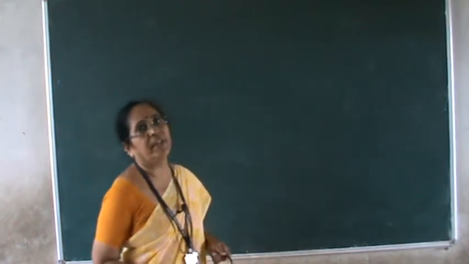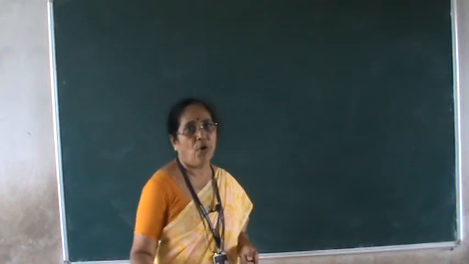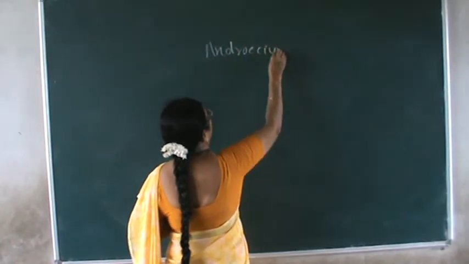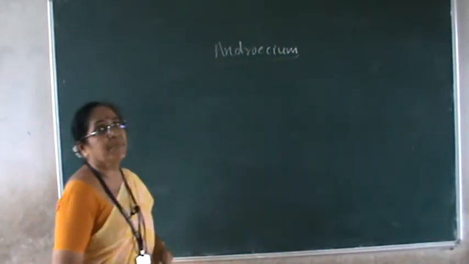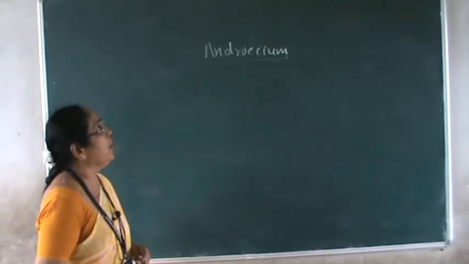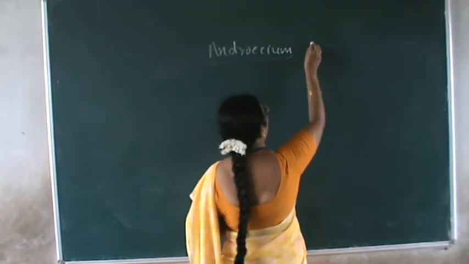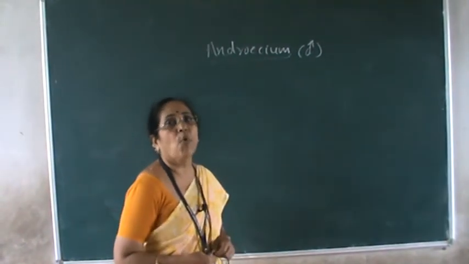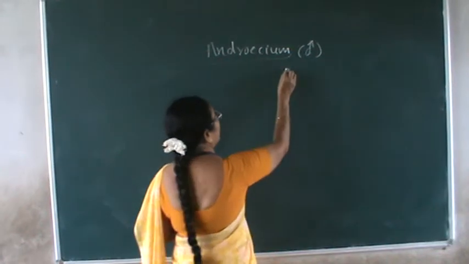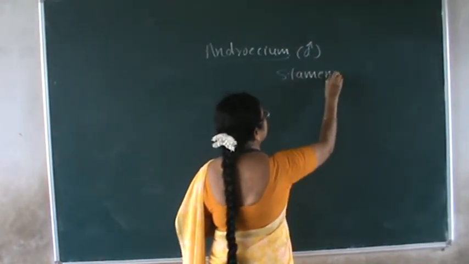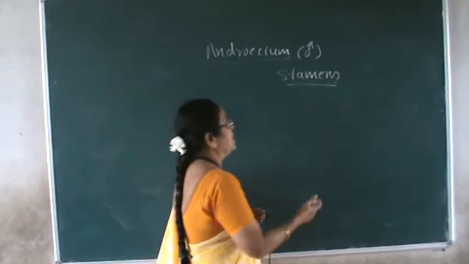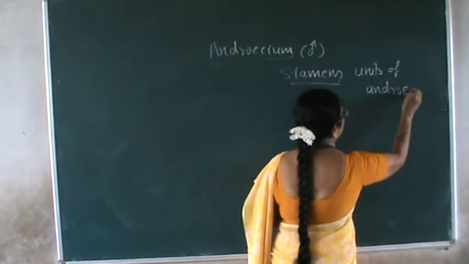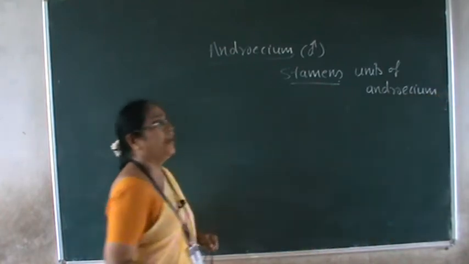So today I am going to begin with androecium and its various features. Let us begin with androecium. Androecium is a whorl of the flower, and this whorl is the male reproductive part of the flower. The whorl is called androecium, and the androecium is made up of individual units called stamens. So the stamens are the units of androecium.